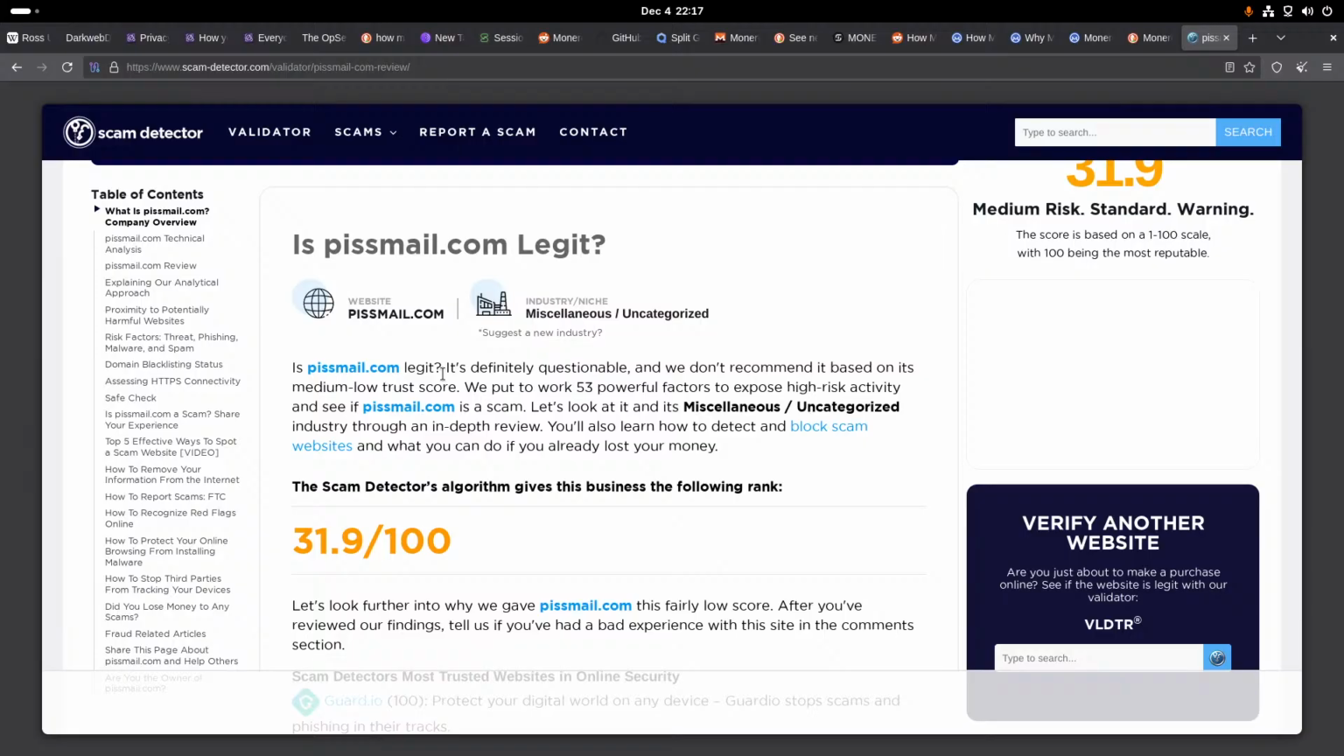This can't be real. Is pissmail legit? It's definitely questionable, and we don't recommend it based on its medium low trust score. We put to work 53 powerful factors to expose high risk activity and see if pissmail.com is a scam. Let's look at it and its malicious, uncharacterized industry through an in-depth review. You'll also learn how to detect and block scam websites and what you can do if you already lost your money.